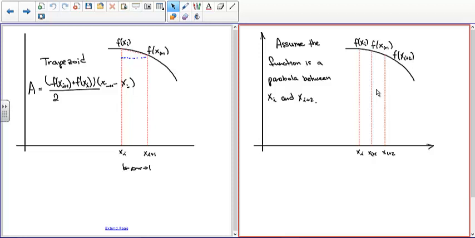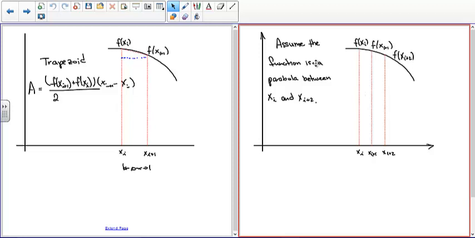A trapezoid is not going to have any curvature to it, so you're always going to have some error because of the lack of curvature in your approximation, whereas a parabola does have a curvature. So if you fit a parabola to those 3 points, that parabola is going to closely approximate the black curve. So that's a better approximation.